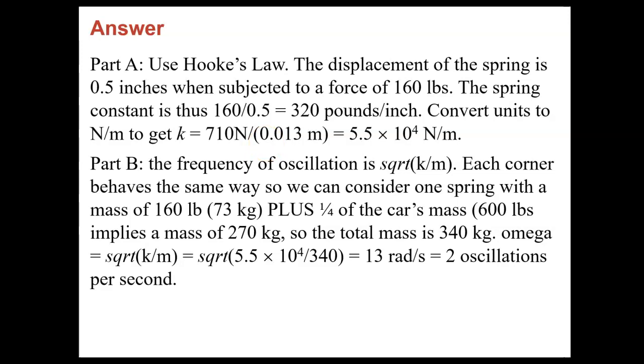So the frequency of the oscillation is the square root of the spring constant divided by the mass. Each person behaves the same way, so you consider one spring with a mass, or one person with a mass of 160 pounds, which is 73 kilograms, plus 1/4 of the car's mass. So 600 pounds implies a mass of 270 kilograms. So the total mass is 340.